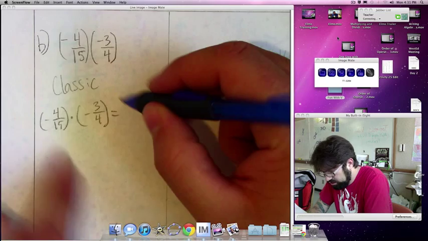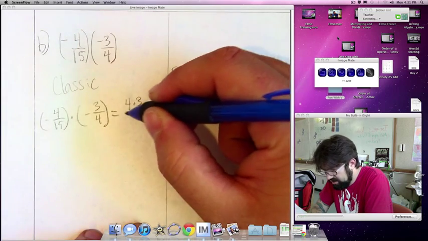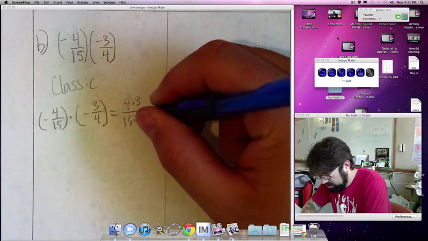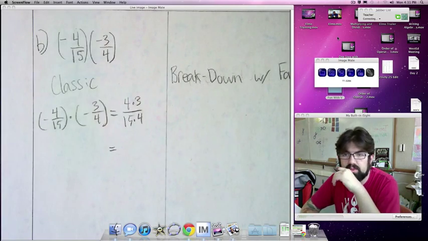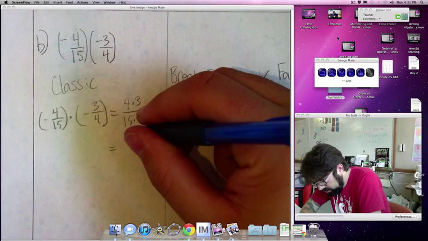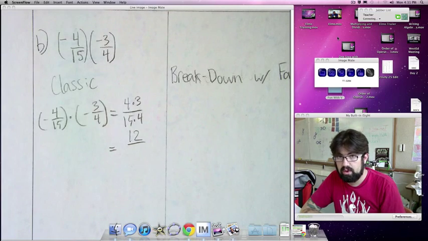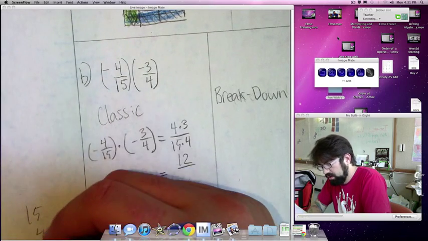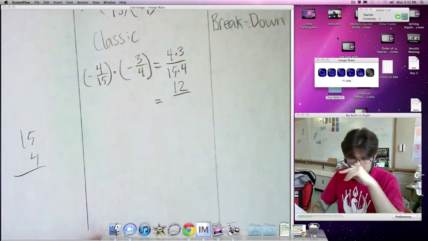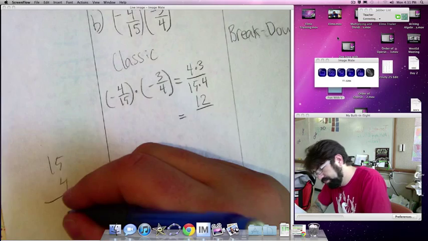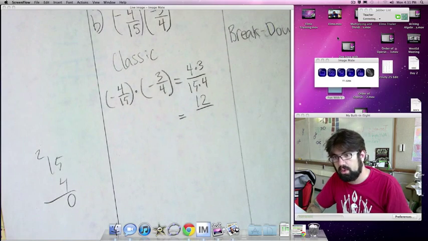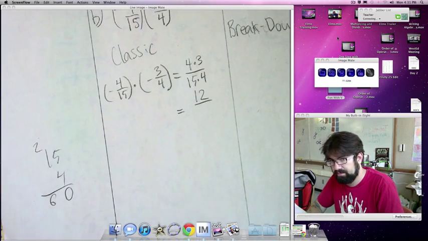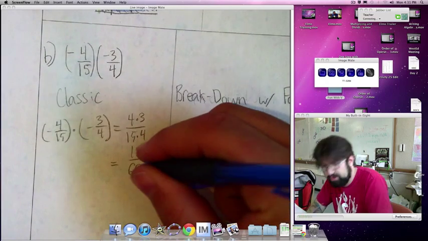4 times 3, so again I'm showing 4 times 3 divided by 15 times 4, which is equal to, well, 4 times 3 is 12, and 15 times 4, I'll do my scratch work over here. 4 times 5 is 20, carry 2. 4 times 1 is 4, plus 2 is 6, so that's 60 right there. So this is positive 12 over 60.